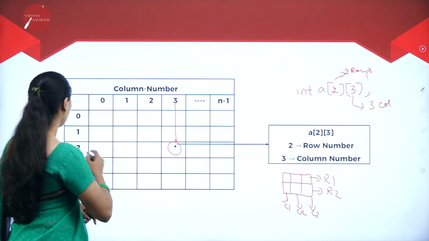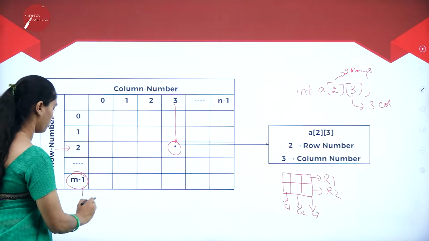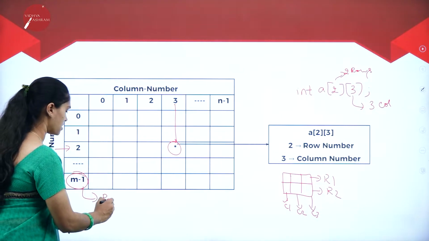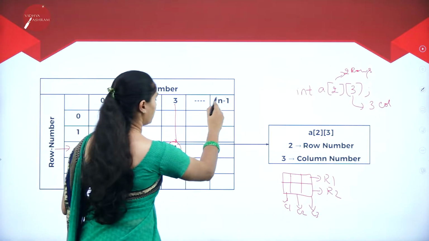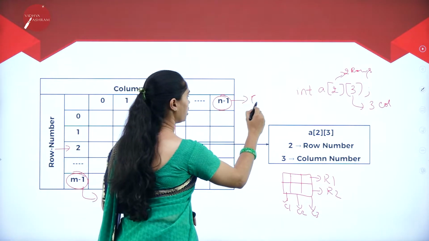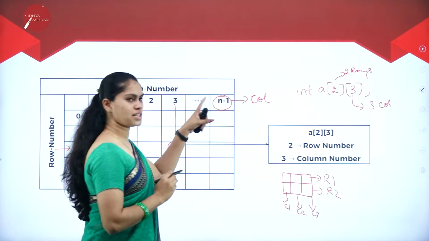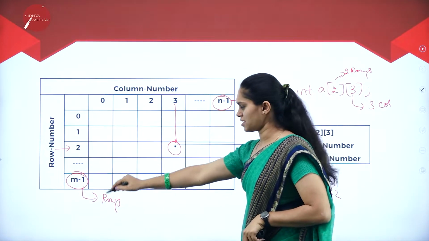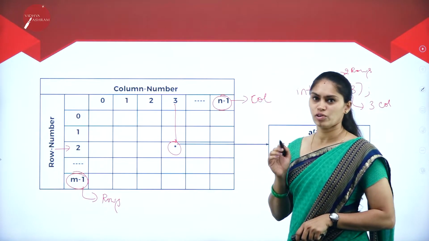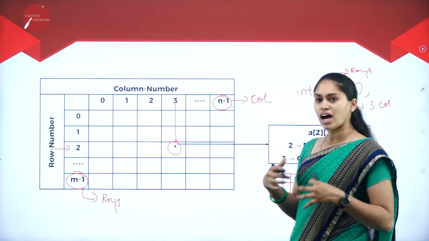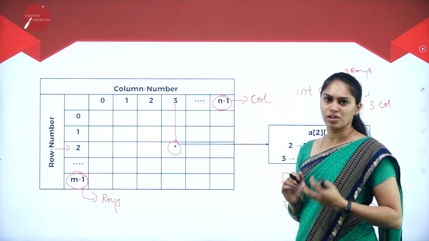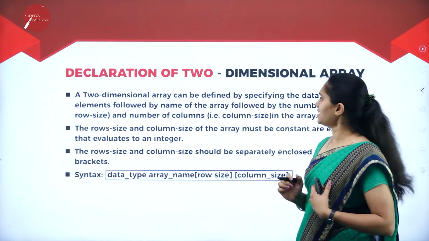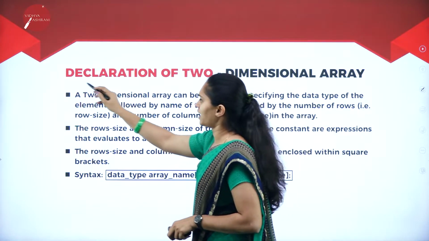And here M represents the number of rows and N represents the number of columns. N minus 1 is the maximum size of column, and M minus 1 the maximum size of rows. This is regarding how the two-dimensional array is going to be represented. So we'll see the declaration of a two-dimensional array now.